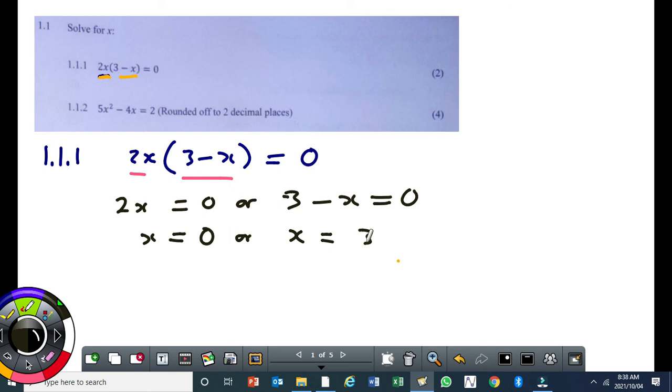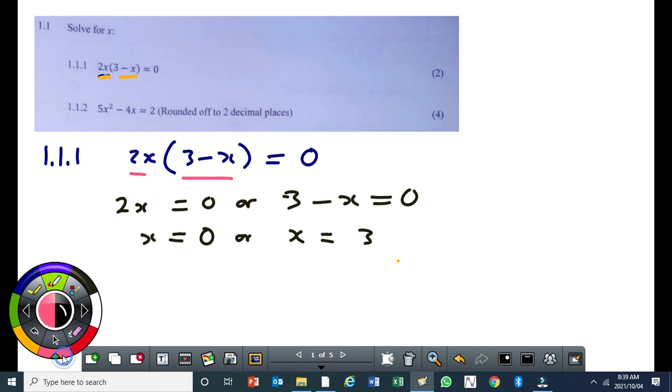Then the next one, it will also be a quadratic equation. But the second one is slightly more complex. It requires the use of the quadratic formula because the question says rounded off to 2 decimal places. That's a clue that you need to use the quadratic formula. And in some cases like this question here, you have to check if the question is in standard form. The standard form of a quadratic equation is ax squared plus bx plus c equal to 0.